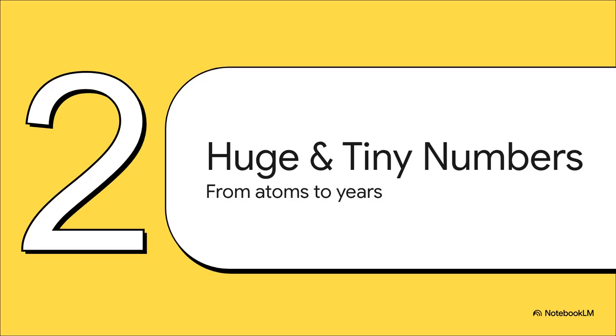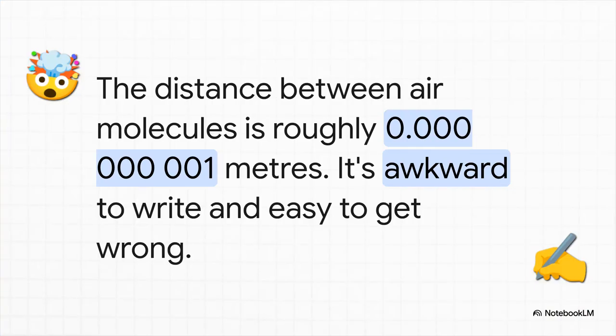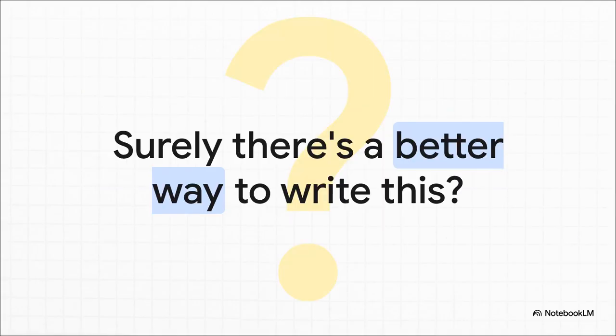So physics deals with some seriously extreme scales, from things that are ridiculously big to things that are unbelievably small. And writing out all those zeros every single time, yeah, that would be a total nightmare. So naturally, we came up with a better way. Just look at this number. This is about how far apart air molecules are. Trying to write that or even say it out loud is just clumsy. And it's so easy to accidentally add or miss a zero and throw your whole calculation off. So you've got to be thinking, right? There has to be a better way.